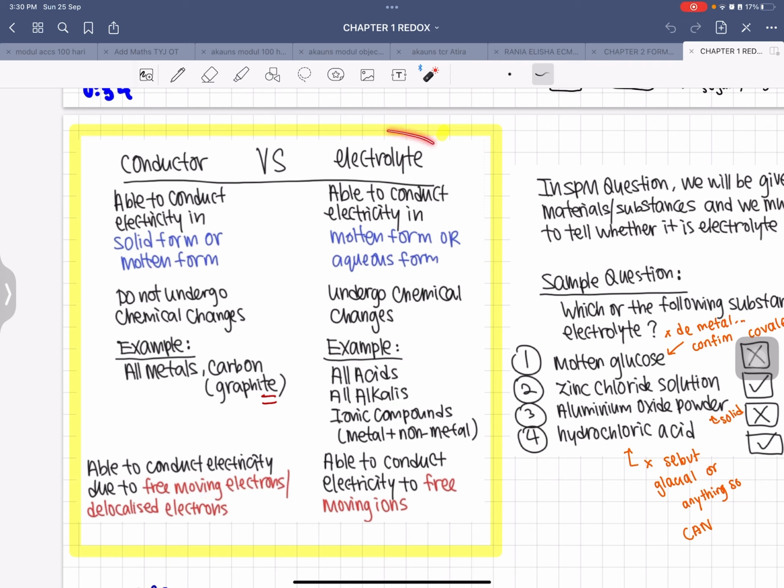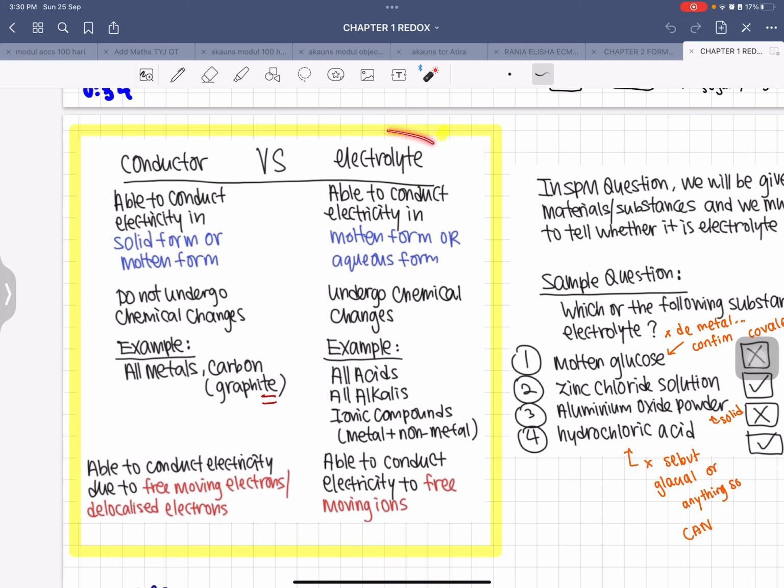All ionic compounds are electrolytes. But they are only electrolytes in molten and aqueous solution. All acids and alkalis are electrolytes, with the condition that they are not dry or glacial, and there is no presence of organic solvent in order to ionize the acid and alkali. Because remember, acid and alkali do not ionize in organic solvent.